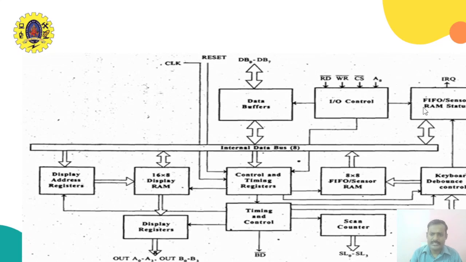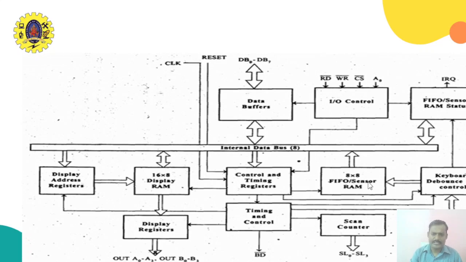Look at this. This is the FIFO sensor RAM status. Whenever we have data in the FIFO sensor RAM, that will be signaled to the system through this interrupt request. Look at this. This is the timing and control unit. The required control signals and timing signals will be generated here.